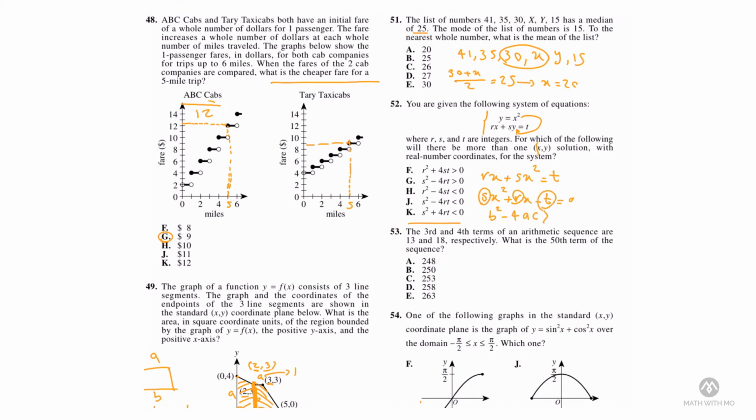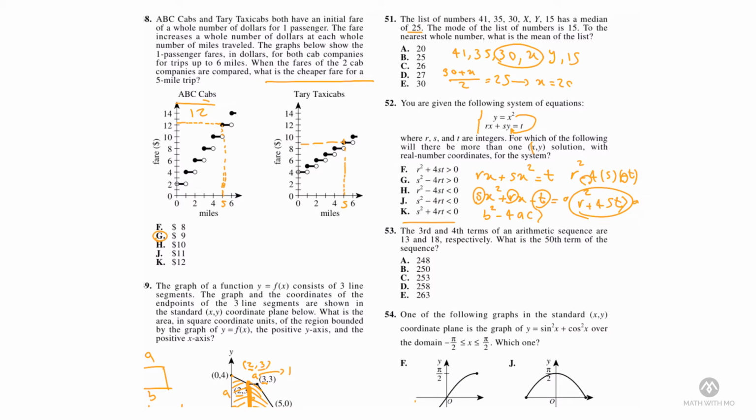So what you just need to do, we say b squared, r squared, minus 4 times a, which is s, times c, which is minus t, which becomes r squared plus 4st, because this minus and minus become plus. So this guy, we want more than one solution. So this should be greater than 0, so we will have two solutions. R squared plus 4st greater than 0.